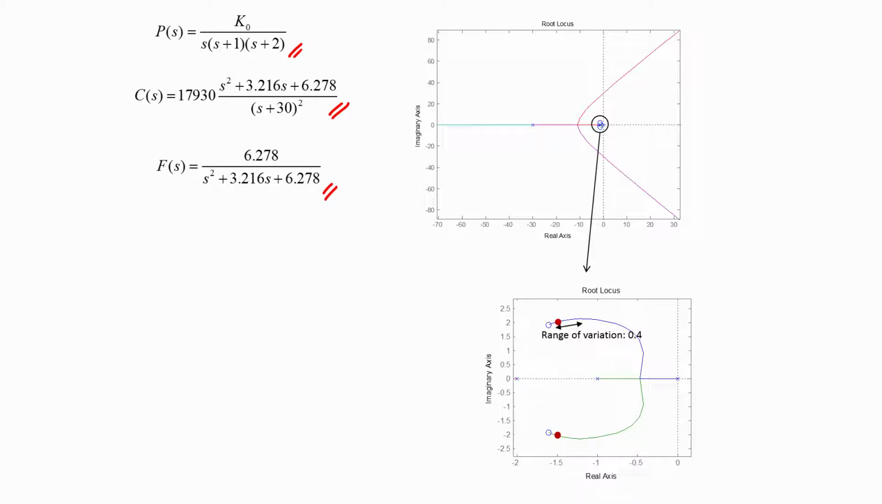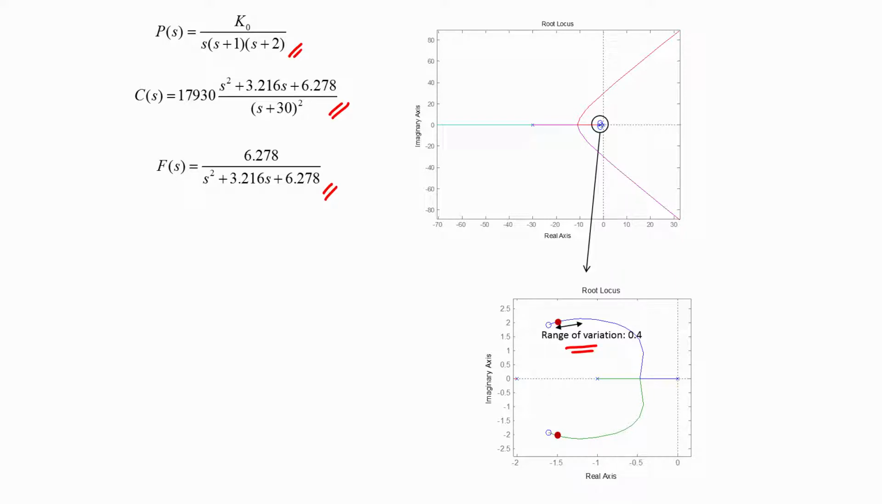So if we zoom in near the origin, we will be able to look at the root locus in the vicinity of the plant poles P1, P2 and P3, and we see that indeed we have succeeded in placing the closed loop pole at minus 1.5 plus minus 2j as designed. And when we change the open loop gain by a factor of 3, we can show that the range of variation of the closed loop pole is also within 0.4 units.